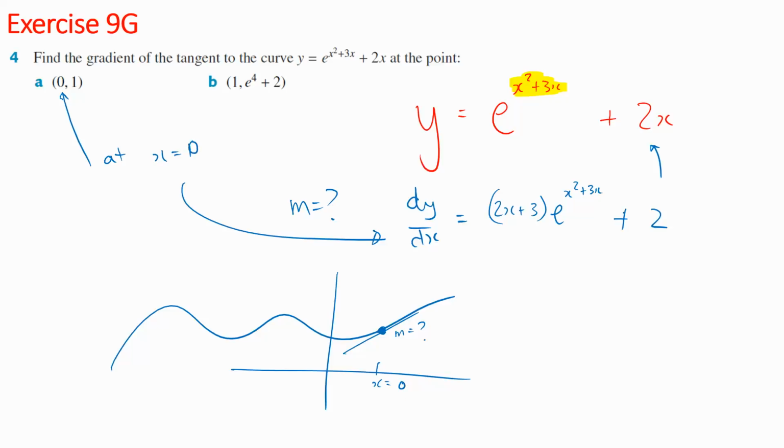X equals 0, and you just want to know what is your gradient at that point. That's what you're really doing. So you just found out the gradient function. Now at x equals 0, you figure it out.